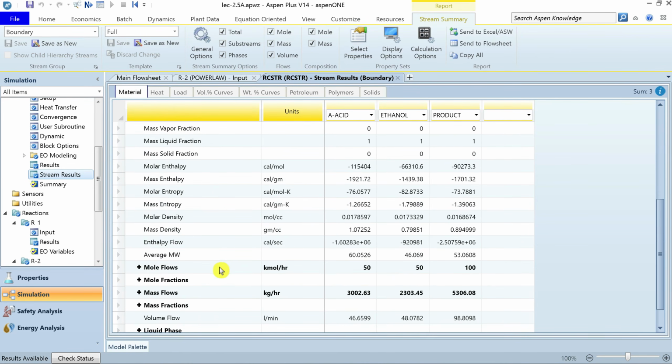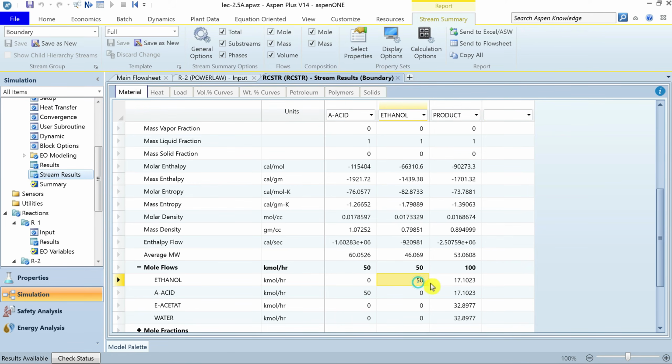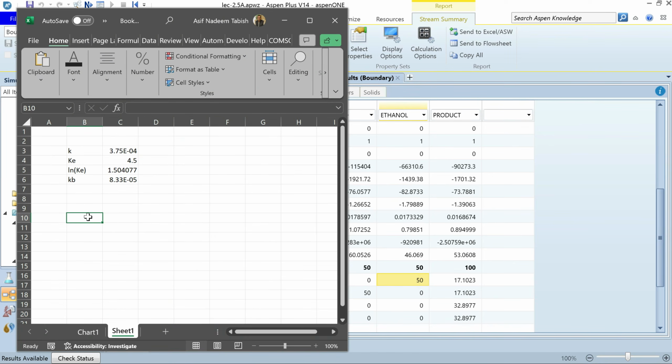Let's go to the molar composition. 50 moles of ethanol and 50 moles of acetic acid react to produce 32.89 moles of ethyl acetate and the same number of moles of water. As per this reaction, the conversion is (50 minus 17.10) divided by 50. Let's calculate how much this conversion is. So the conversion X is (50 minus 17.10) divided by 50. So the conversion with given conditions is close to 65%.